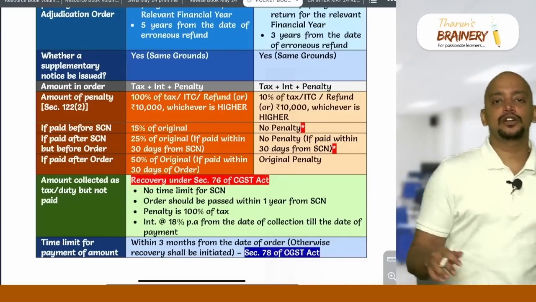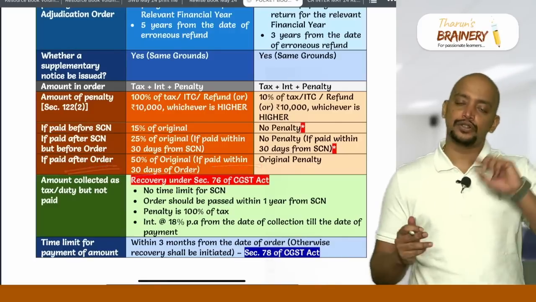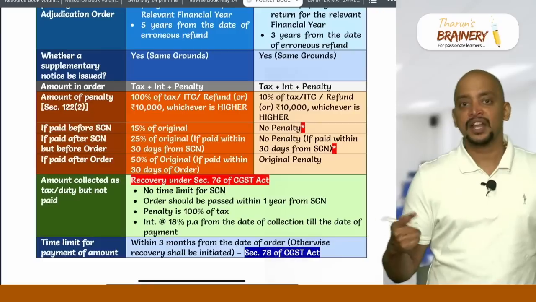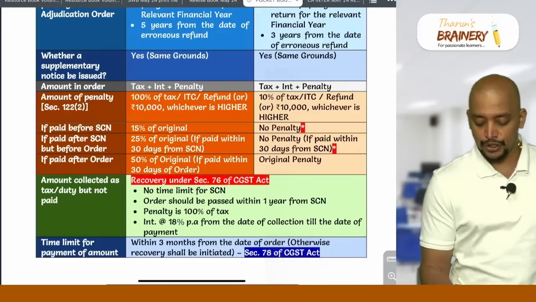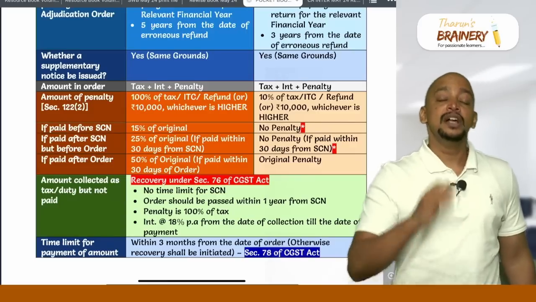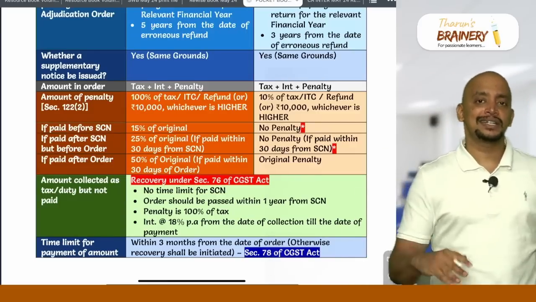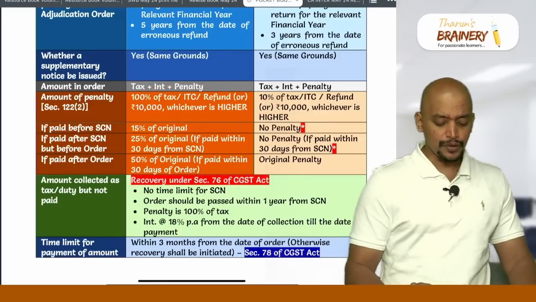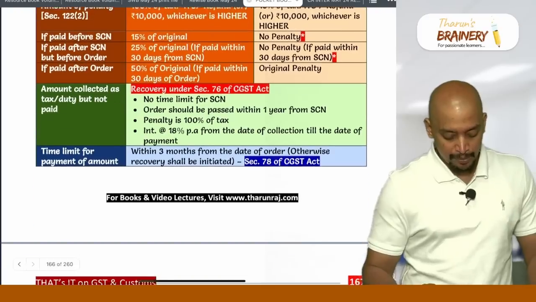Suppose if you miss that also, and thereafter within 30 days from the order, if you are making the payment, so tax you need to pay, interest you need to pay, and the penalty will be 50% of the total penalty. So 1 lakh is the total penalty, means 50%, that is 50,000 you need to pay, and remaining 50% will be waived off. Suppose beyond 30 days from the order, if you are making payment, you need to pay tax, interest and the regular penalty, whatever is the regular penalty, that will be payable. So you need to remember this timeline so that the question can be framed based on this.